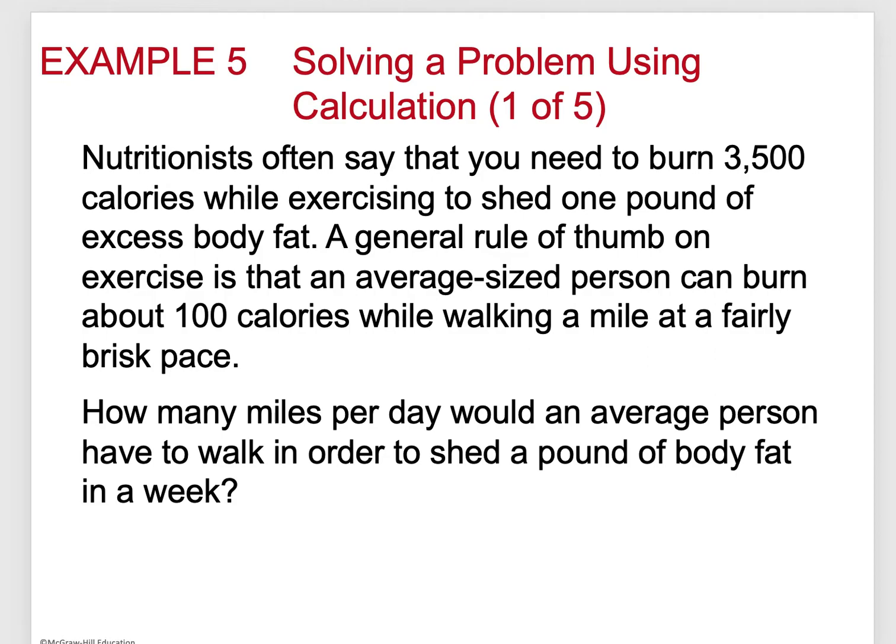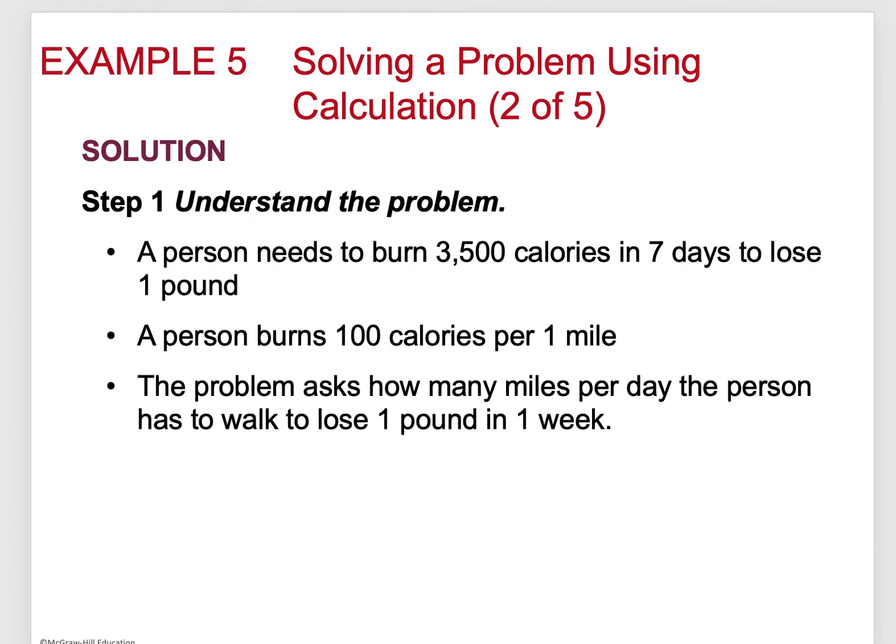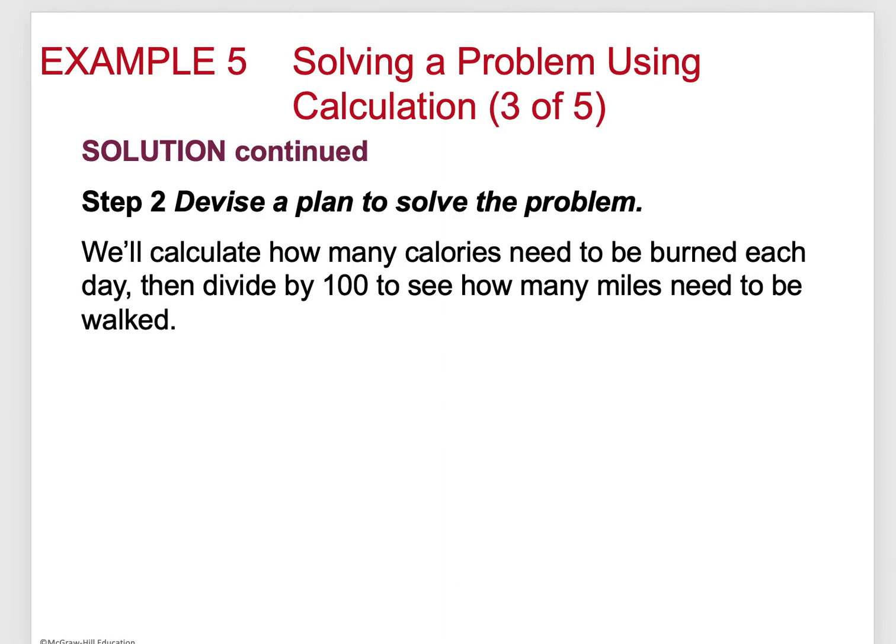So in this problem, we're going to use some calculations. So I've got the problem. I need to understand what the important pieces in this problem are. Well, I need to know that I have to burn 3,500 calories to lose 1 pound. If I burn 100 calories per mile, that's important because that helps me decide how many miles I would need to walk. And the problem is asking me to find how many miles per day the person has to walk to lose 1 pound in a week.